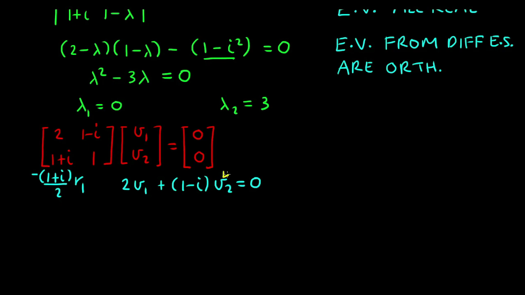And if you set v2 to be a parameter t, then we can write the general solution, which represents all eigenvectors in the eigenspace corresponding to lambda 1 equals 0. So we'd have t, and when v2 is equal to 1, v1 is equal to minus 1 minus i over 2, which is i minus 1 over 2.